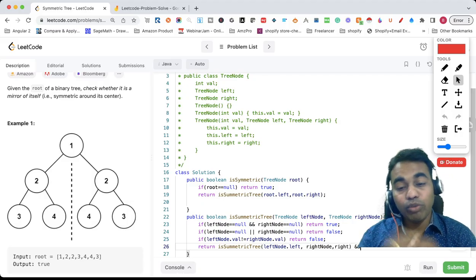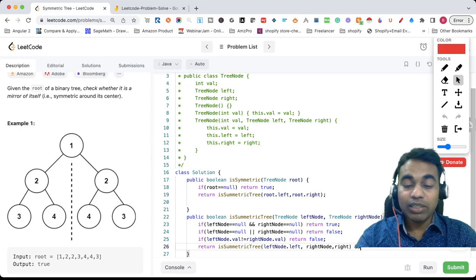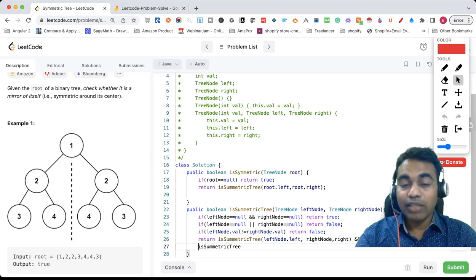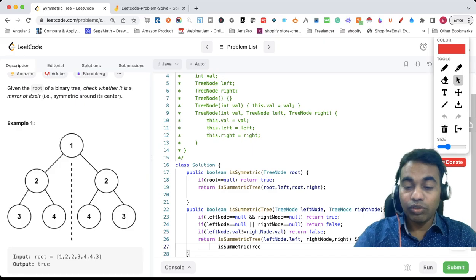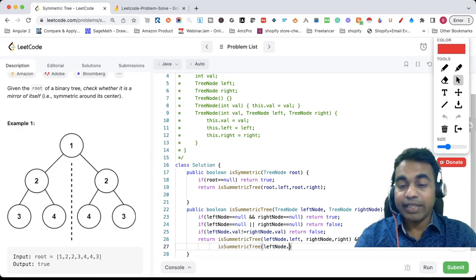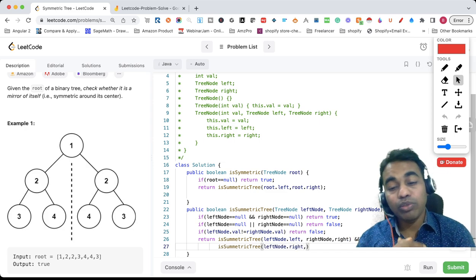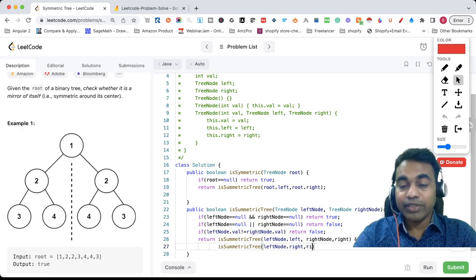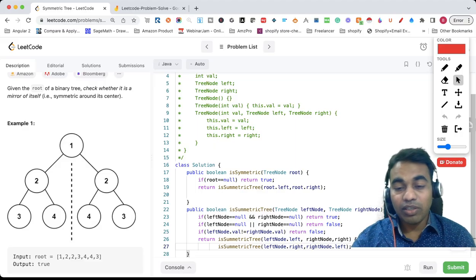Then again I should also be comparing left node.right with which one? Right node's left, so right node.left. Yeah, I think that is pretty much it. So that is all about this particular program.